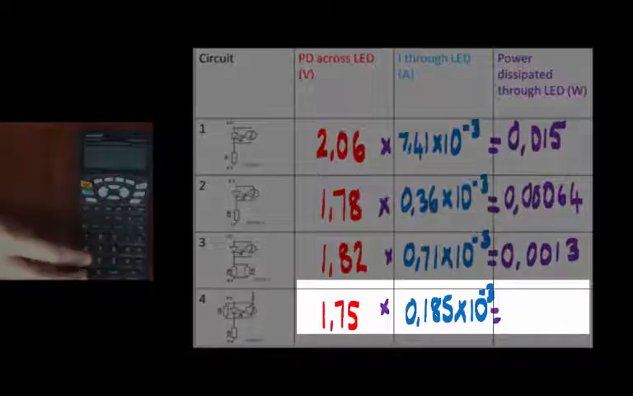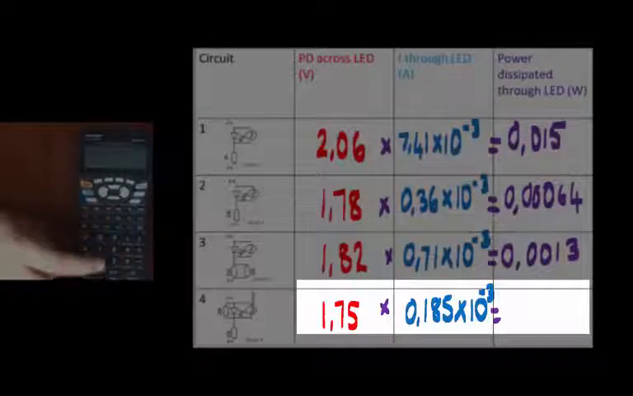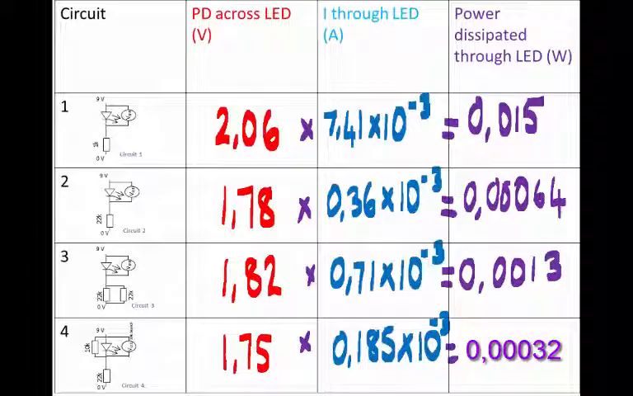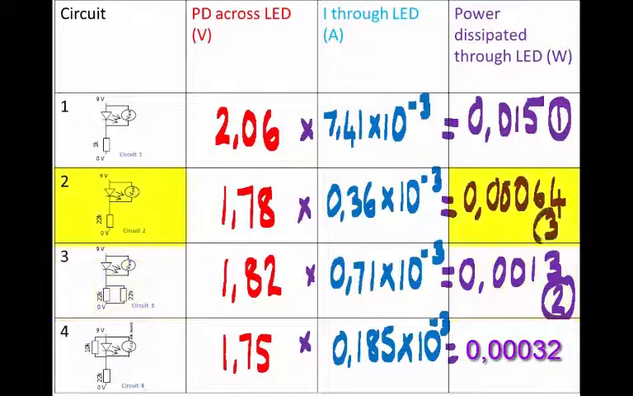1.75 multiplied by 0.185 multiplied by 10 to the power negative 3 equals 0,00032. So what do we see here? The highest number here is 0,015. And that was the circuit where the LED shone the brightest. Circuit 3 had the second highest wattage reading, and the LED was second brightest in circuit 3. This number is the third greatest, and this number is the least. And indeed, that is what we saw. Circuit 4 was the dimmest of all.